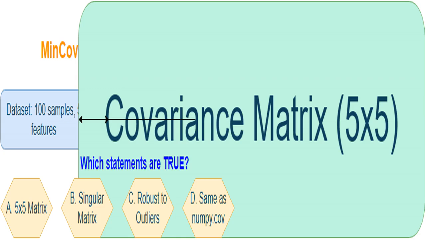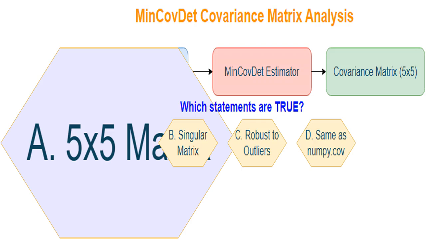Because I have 5 features, the result will be a 5 by 5 matrix. This matrix shows how each of my 5 features relates to every other feature. For example, it will show how height relates to weight, height to age, etc. It's a super organized way to see the relationships. This is true. Since we have 5 features, the covariance matrix will always be 5 rows by 5 columns. It's like a square grid showing all the relationships between the features.